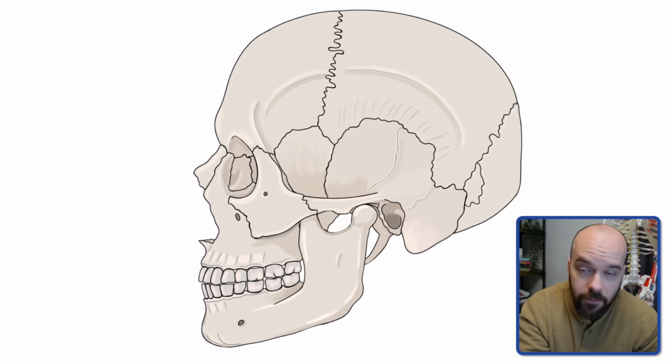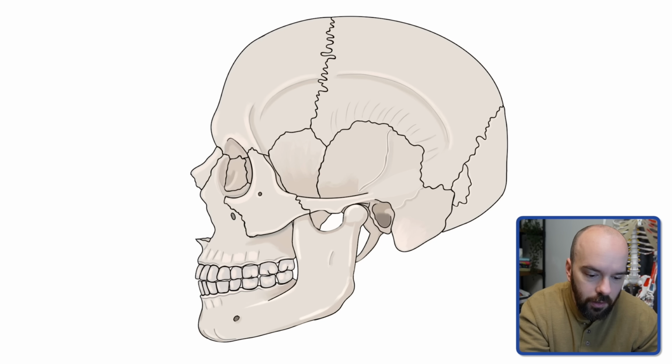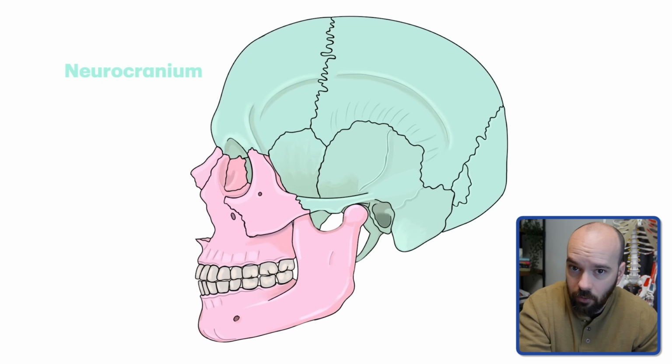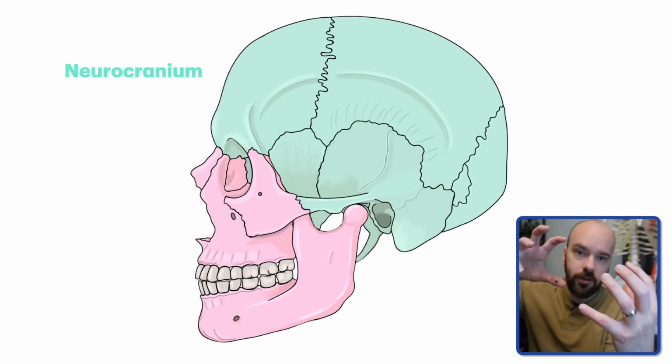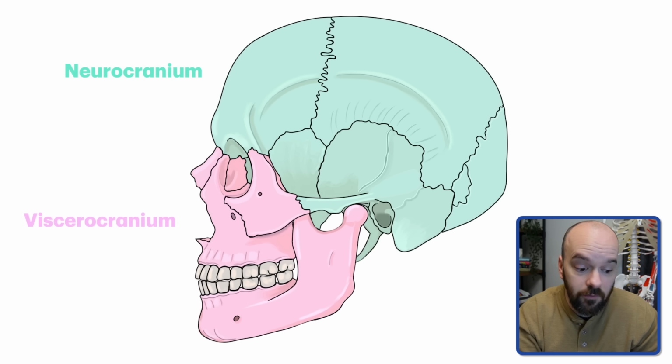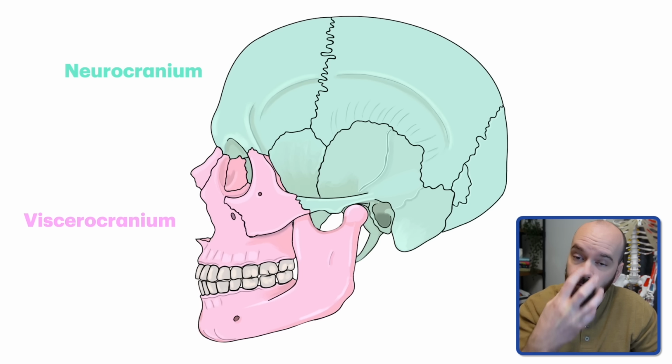So let's start with the lateral view of the skull. And there's really two parts of the skull that we need to know. There's the neurocranium. So the neurocranium is going to be all of the bones that touch the brain, that encompass or surround the brain and protect it. And then we've got the viscerocranium, which I have here in pink, and those are all the bones that make up most of the face.